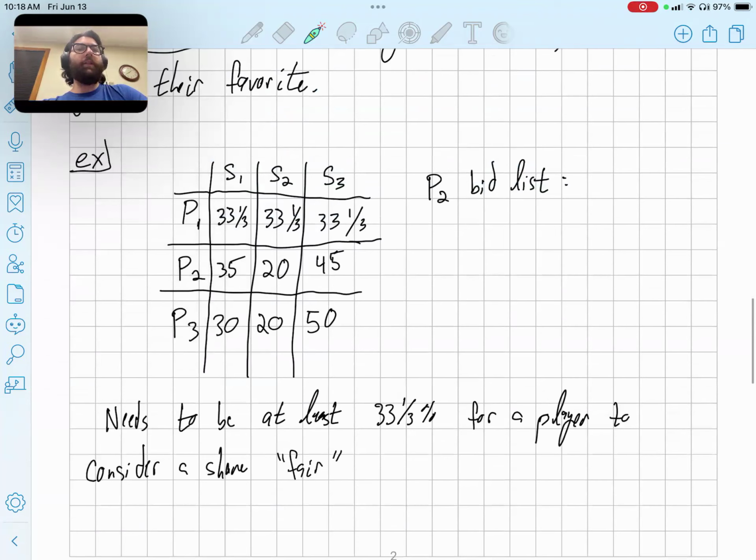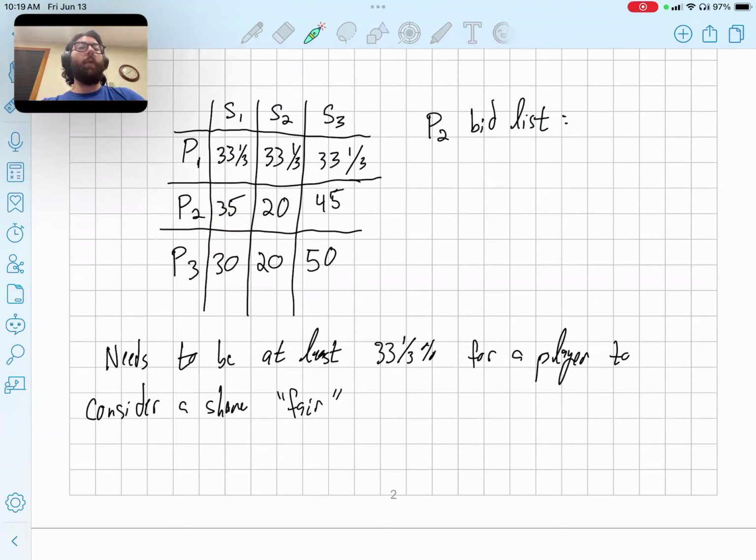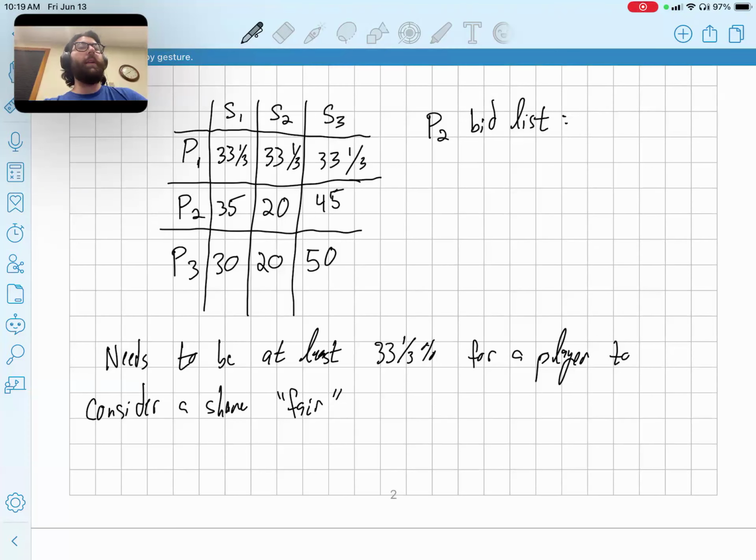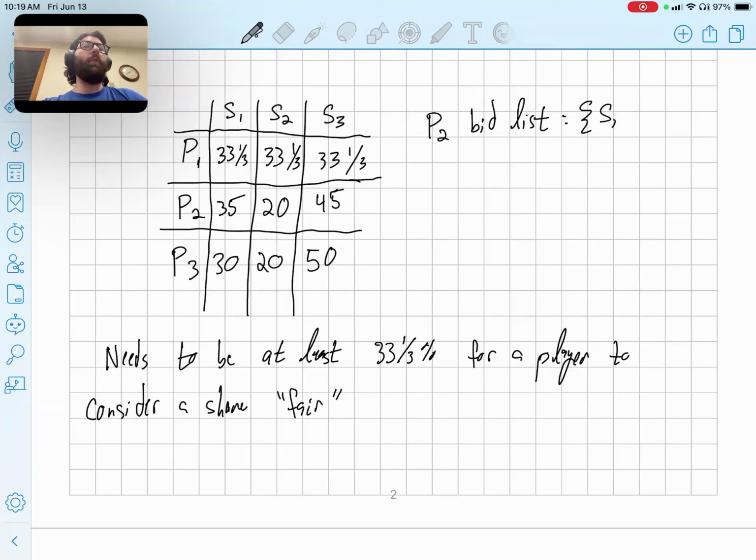Okay, so let's go through each. 35% for S1, well, that's at least 33 1/3%. It's more. So P2 would consider S1 to be fair. I'll use these squiggly brackets when the order doesn't matter. So S1. What about S2? S2 is only worth 20% to P2, which is less than 33 1/3. So P2 does not consider that share fair. And then finally, S3 is worth 45% to P2, which is definitely considered fair for P2.